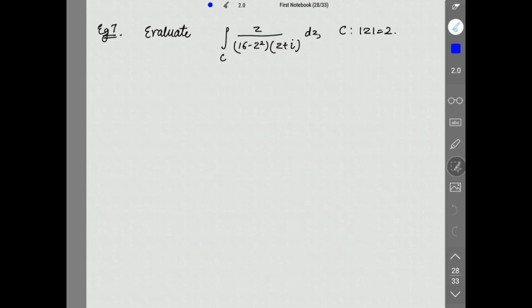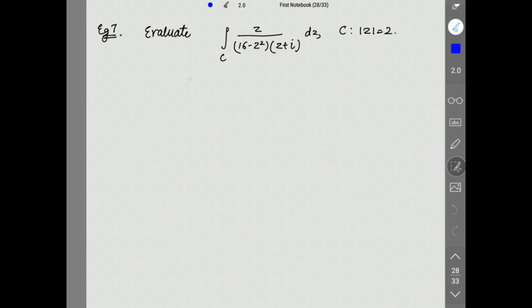Next, evaluate the integral over C of z over (16 minus z square) and (z plus iota) dz. Can you do this? You just have to separate them and check the points. Now the circle is given to be mod z is equal to 2. Okay, now what are the points over here?